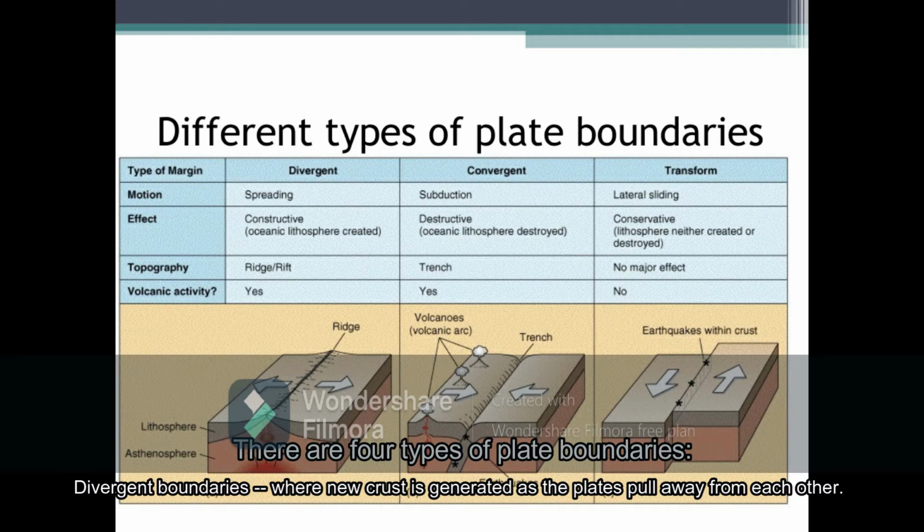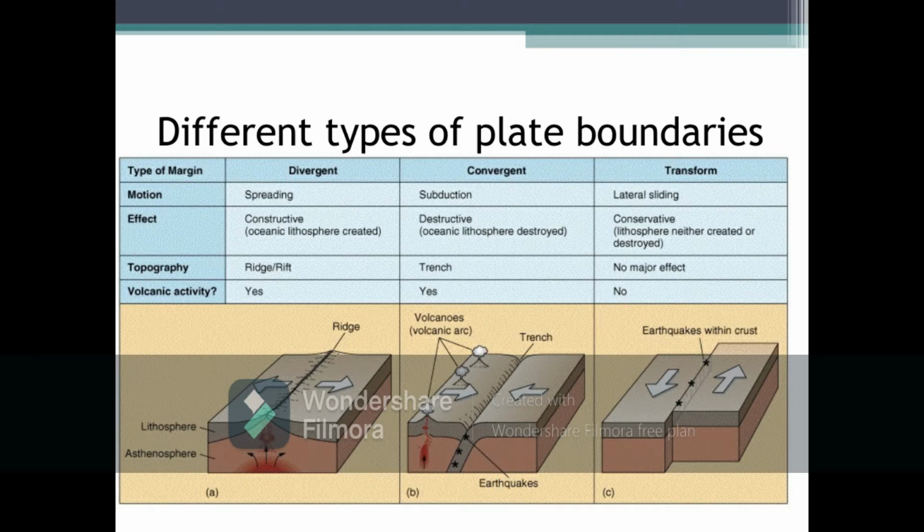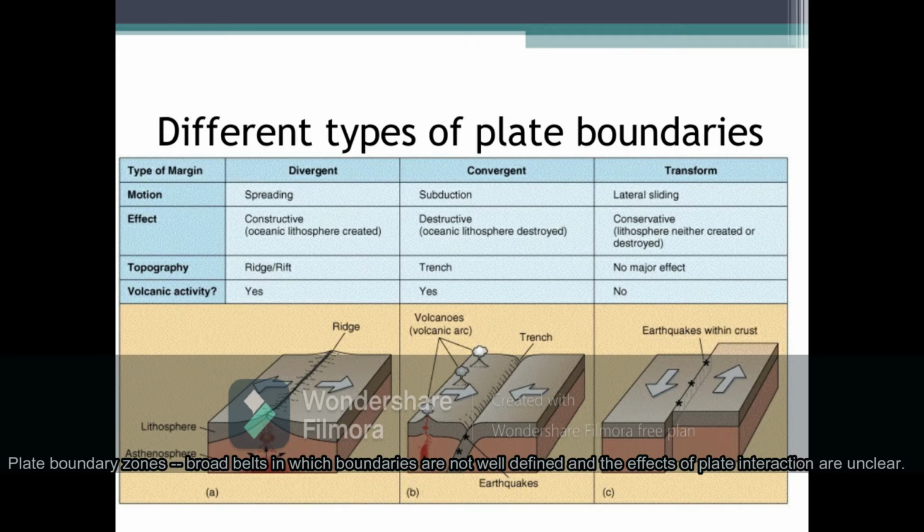There are 4 types of plate boundaries. Divergent boundaries, where new crust is generated as the plates pull away from each other. Convergent boundaries, where crust is destroyed as one plate dives under another. Transform boundaries, where crust is neither produced nor destroyed as the plates slide horizontally past each other. Plate boundary zones, broad belts in which boundaries are not well defined and the effects of plate interaction are unclear.